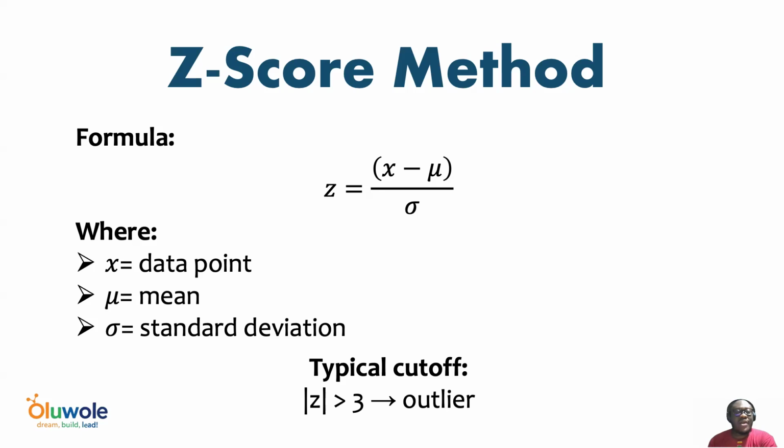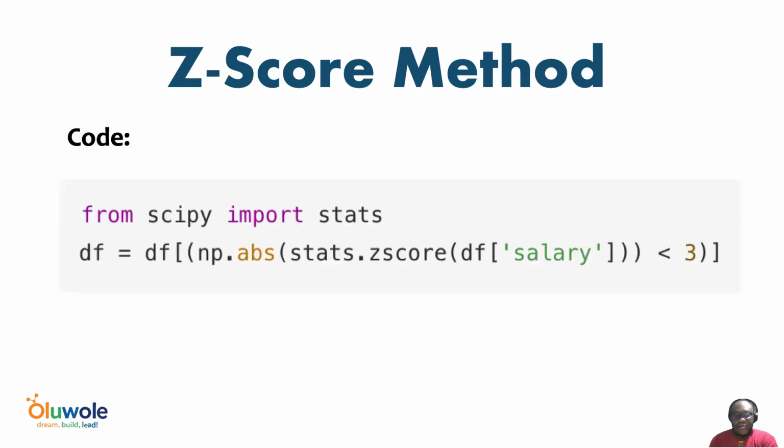So we've spoken about our IQR method. We talked about the Z-score method. Now we go on to the third: look at the code for the Z-score method. So we call the SciPy library, we import stats. Then we tell it that any salary figure whose Z-score is either less than minus 3 or greater than 3 is an outlier based on our standard deviation.